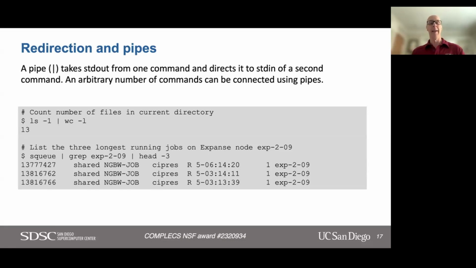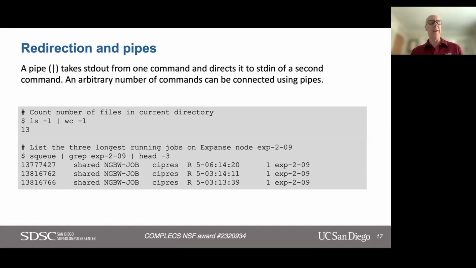Now, pipes take the standard output from one command and direct it to the standard input of a second command. An arbitrary number of commands can be connected using pipes. So let's say I wanted to count the number of files in the current directory. I could do an ls -1, and then I can pipe that into wc -l. wc is a word count utility. -l says give me the number of lines. And we can see that we have 13 files in that directory.